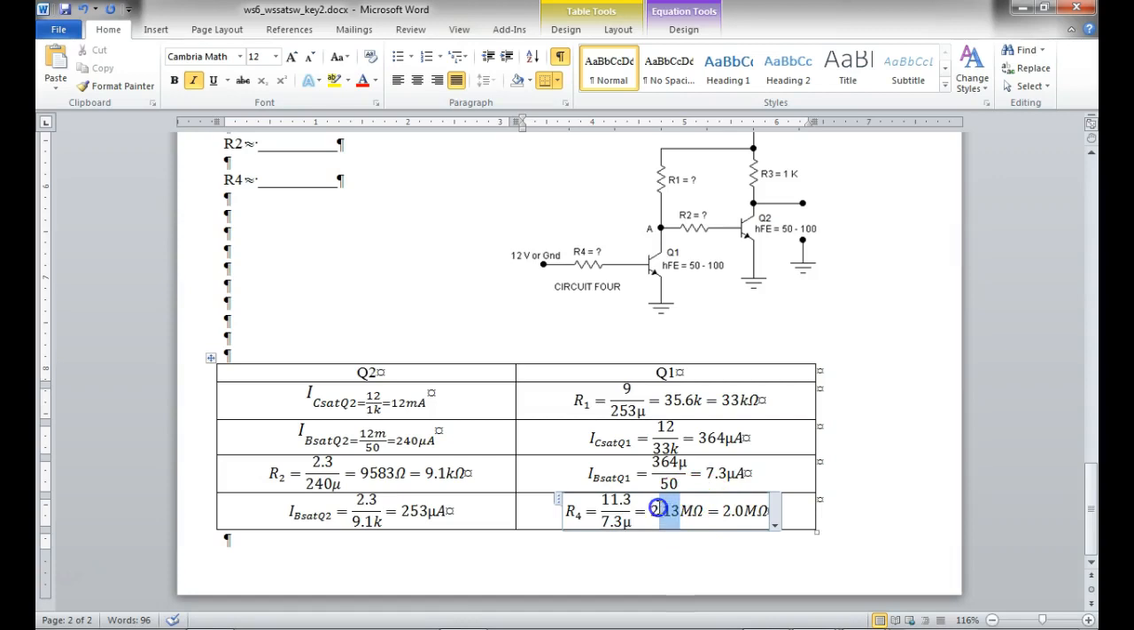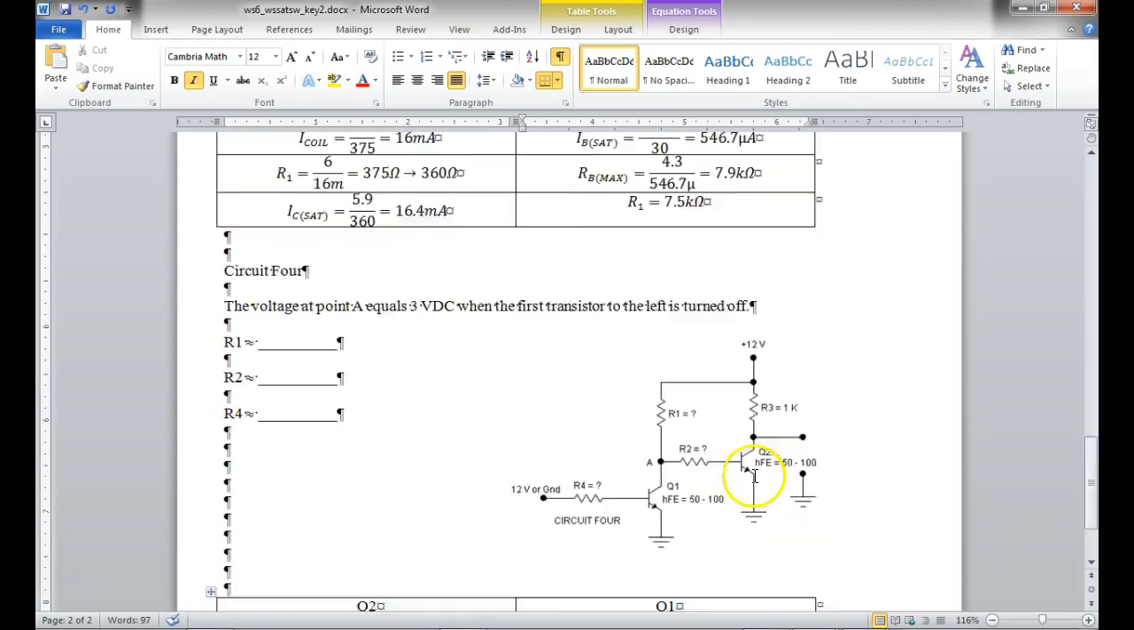So we computed a 1.5 meg, and we ended up using a 1.3. Okay, so that's good.